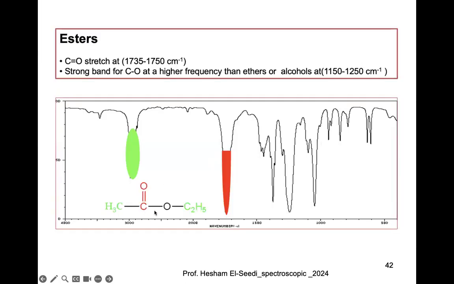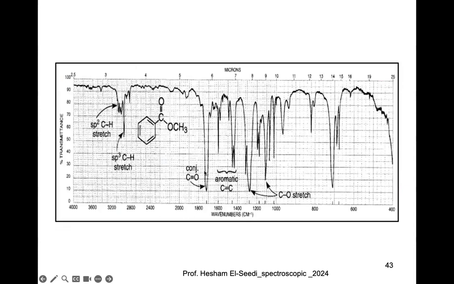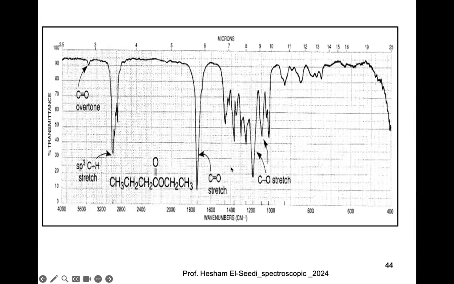Now it is an ester group, then the carbonyl group is at 1735. So this is the carbonyl group of the ester, for example, and the aromatic. Now you practice a lot with it. Here is the ester group again. So you see a very sharp peak.